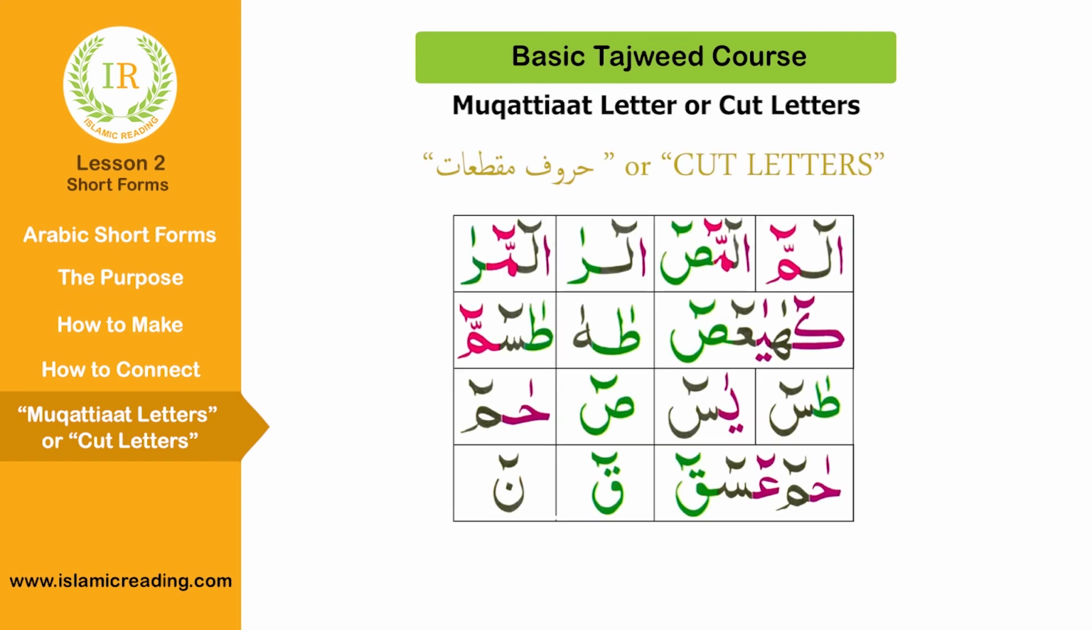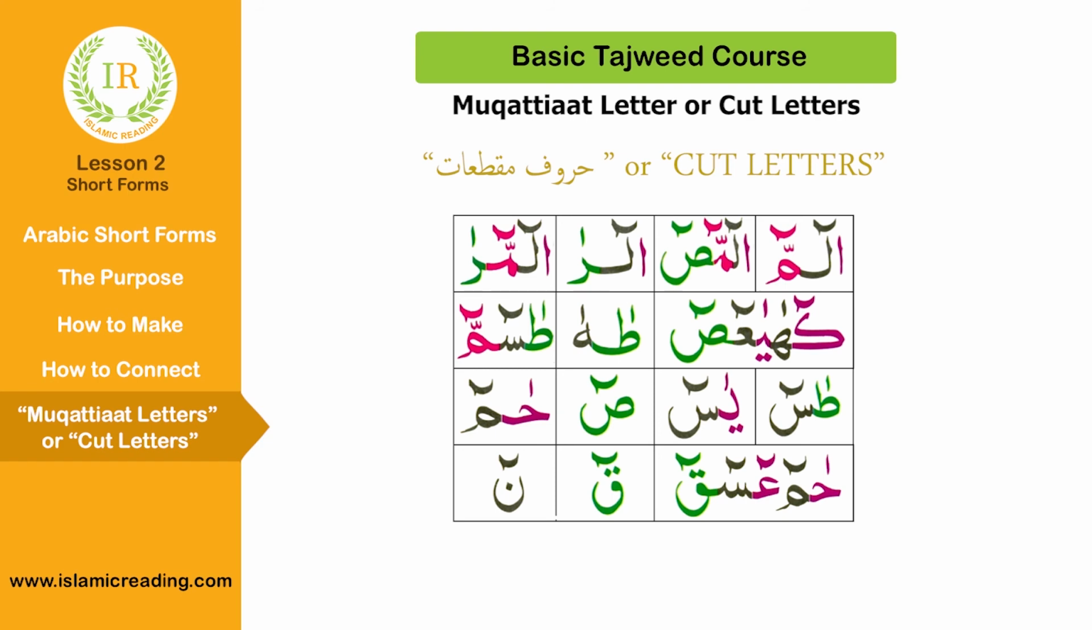At the end, let's now talk about Muqattiaat or cut letters. These are the letters from the Holy Quran, and though all the Holy Quran can be translated into any other language, these letters cannot be translated to any language. That is why you can see these letters in the translations as they are. They do have their meanings, but only Allah Azza wa Jal and Muhammad Rasulullah sallallahu alaihi wasallam know about them.